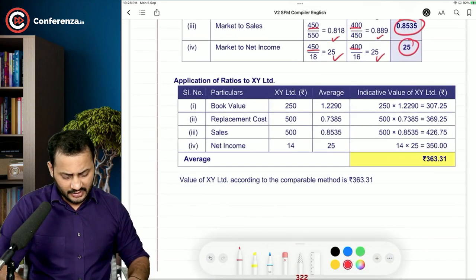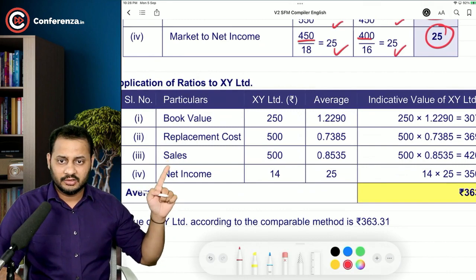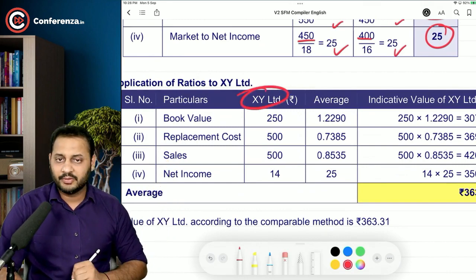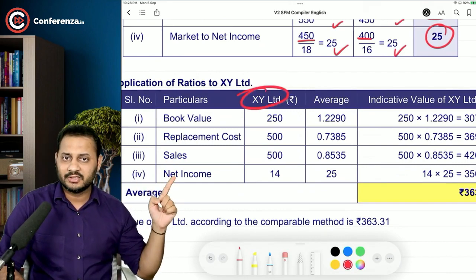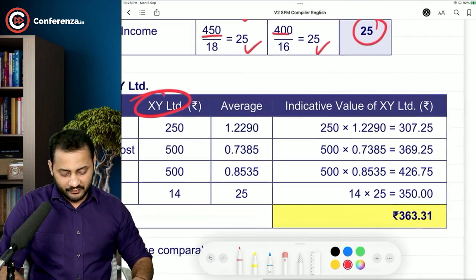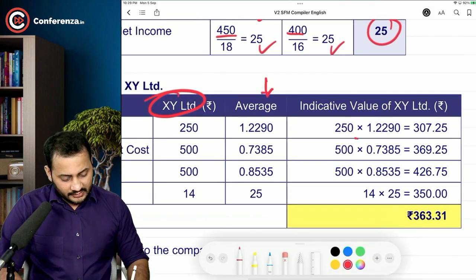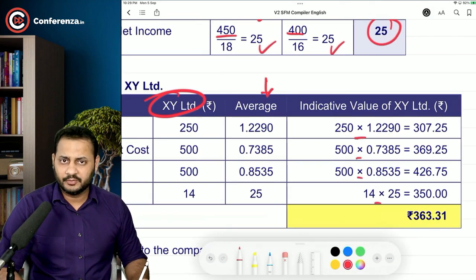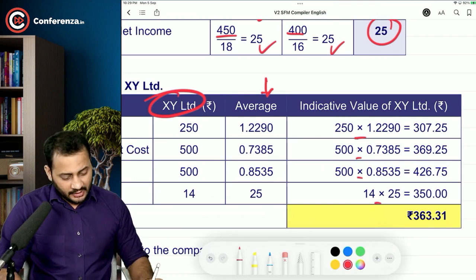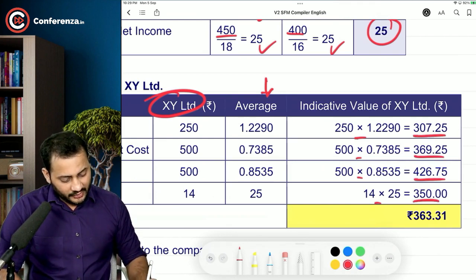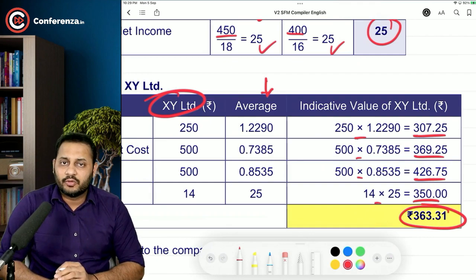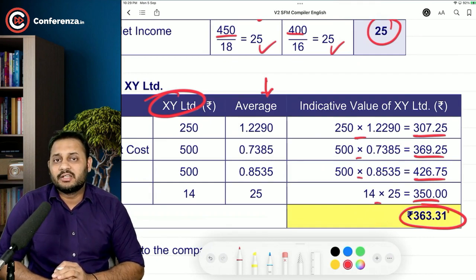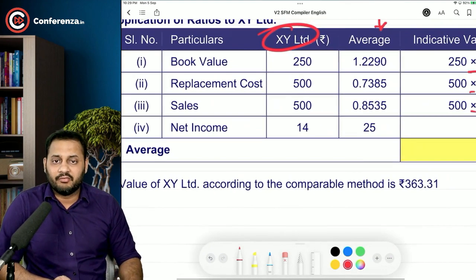See, in the last answer, these are the book values of now the company. Book value, replacement cost, sales and net income. Our company, average taken from the above table, and then we multiplied because the formula was like that. So we have four different market values and then we calculated the average of four. So 363.31 is the average.